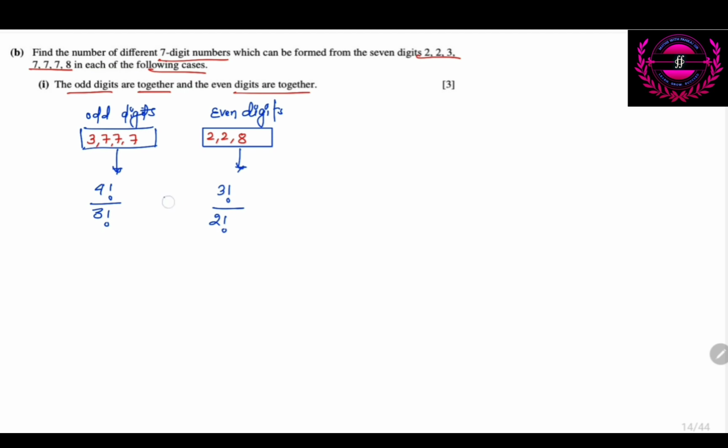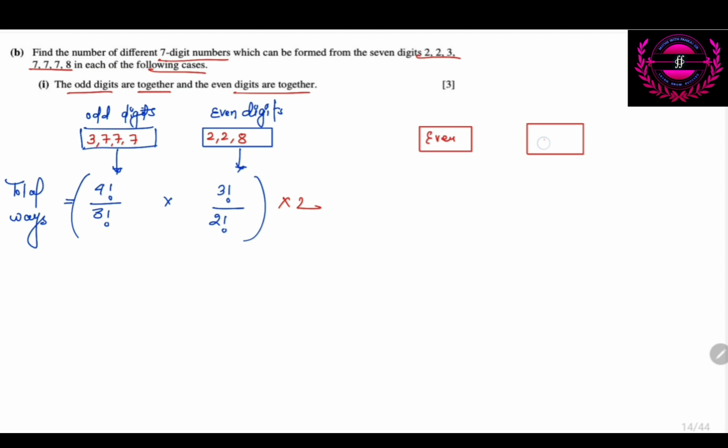Therefore, the total number of ways will be multiplied by 2. Why 2? Because the even and odd digits can also interchange. It can also be like odd here, even here, and odd digit here. So we will multiply the total number of ways by 2.